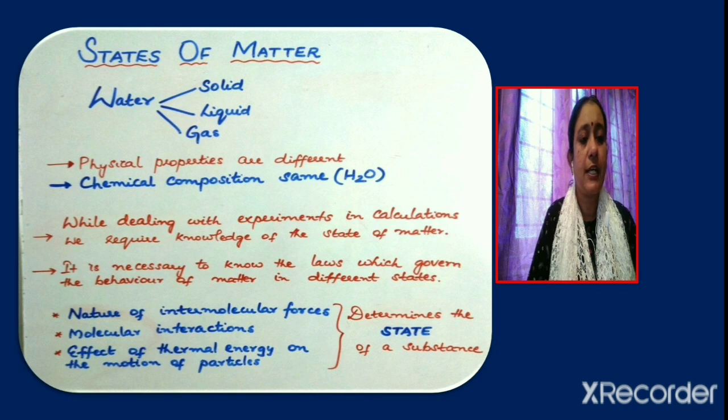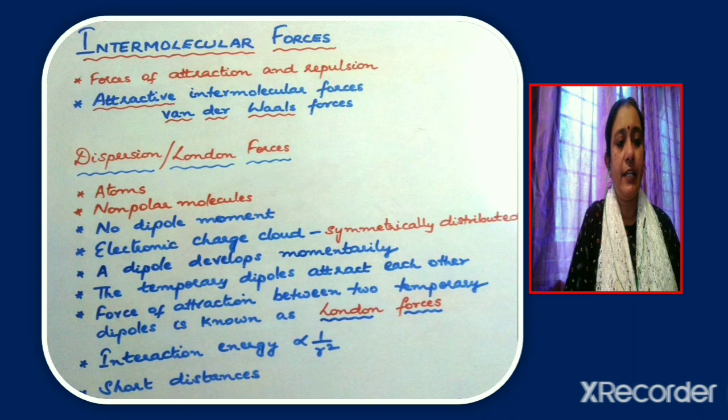It is found that the nature of intermolecular forces, molecular interactions and the effect of thermal energy on the motion of particles together will determine the state of a substance. A substance can exist in a definite state. Now what will decide the existence of a particular substance in a particular state? It is the nature of intermolecular forces, molecular interactions and the effect of thermal energy together which will decide the state of a substance. Let us now study in detail about intermolecular forces.